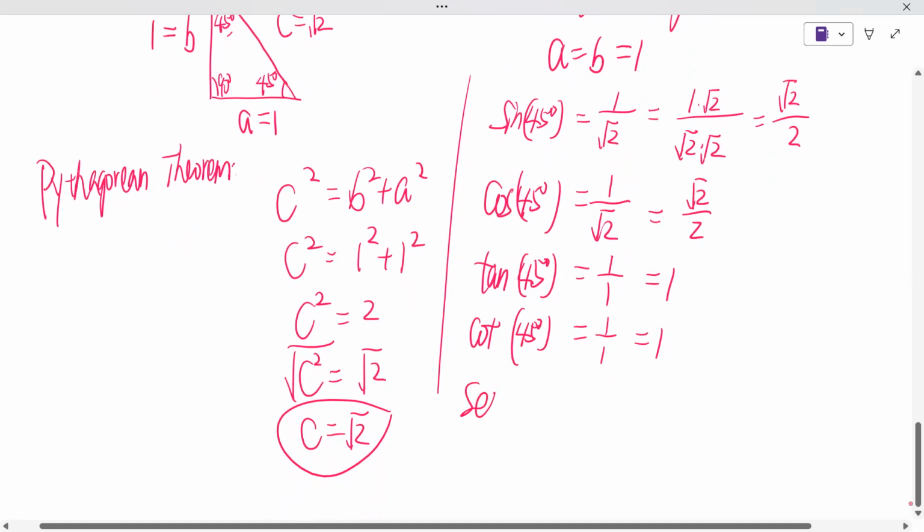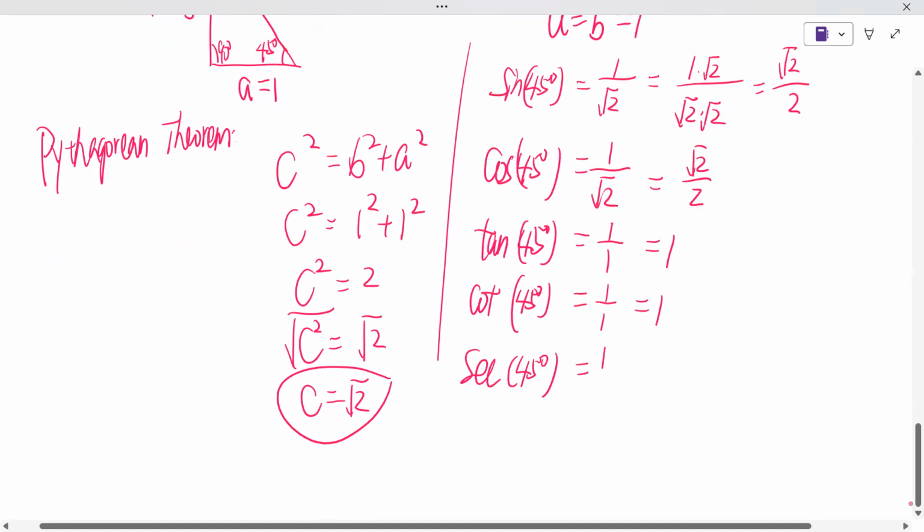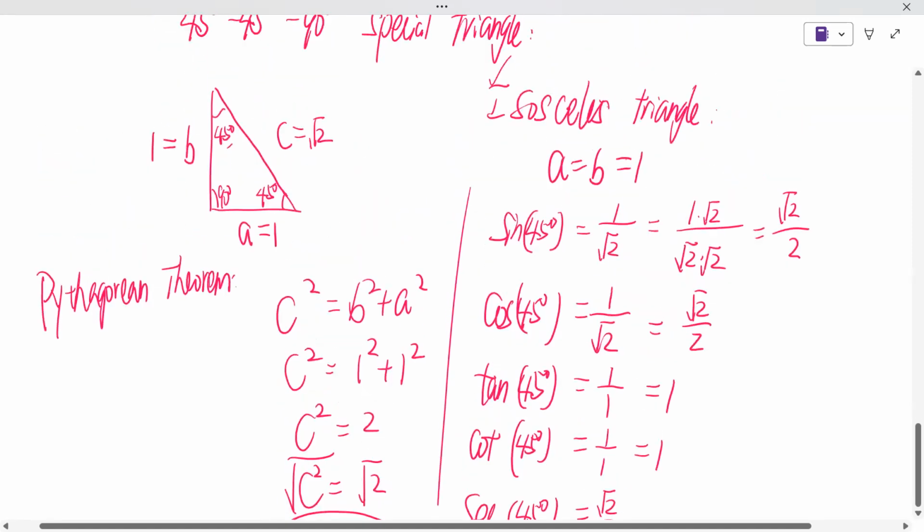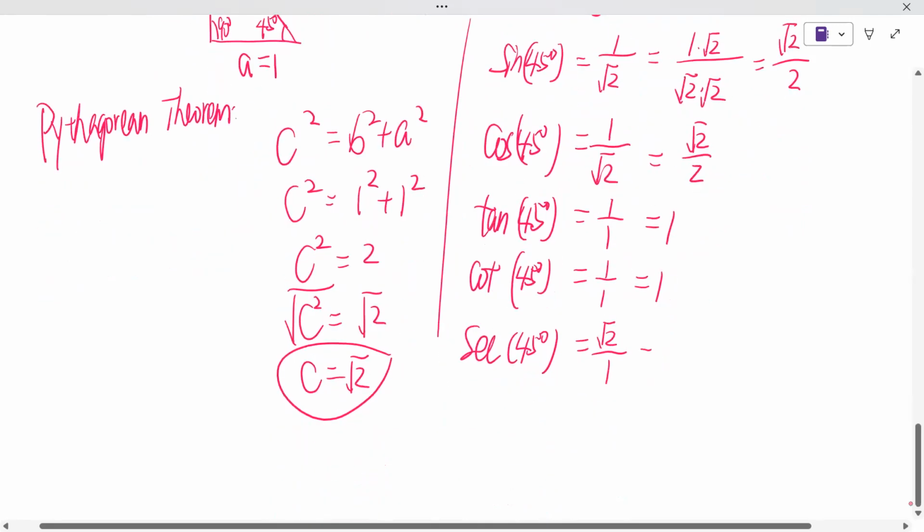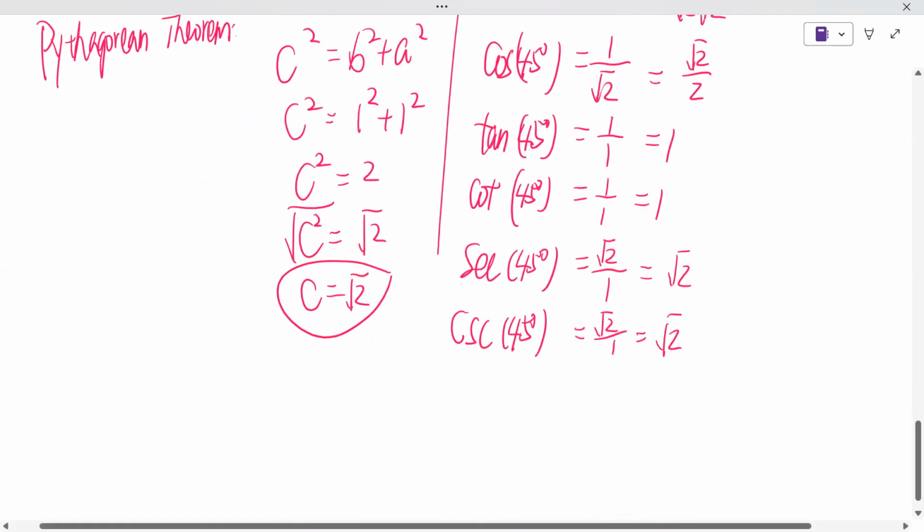And secant 45 degrees, it's hypotenuse over adjacent, right? Hypotenuse in this case is radical 2 over adjacent, that is 1 unit. So it's radical 2. Cosecant 45 degrees is hypotenuse over opposite, right? Hypotenuse is radical 2, and opposite is also 1 unit.